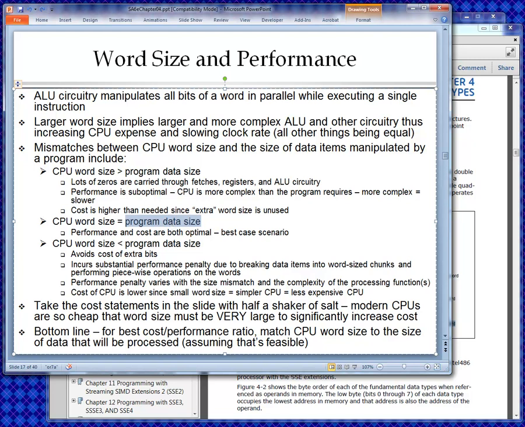Okay, now let's talk about the next one. CPU word size less than program data size. Well, you say, how could that be? Well, it could definitely be. For example, just earlier in this video, we talked about the original IBM PC, which had an Intel 8088 in it, which was a 16-bit processor. Actually, it was a 16-bit processor with an 8-bit I/O bus.